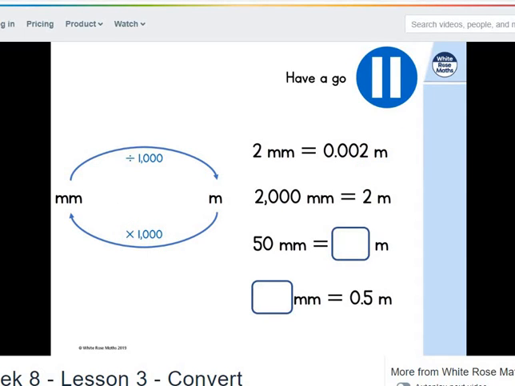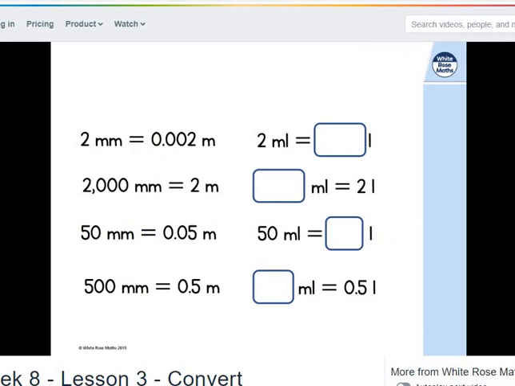The next one, 50 millimetres, so I need to divide it by 1,000, which should be 0.05. And then metres to millimetres, I would times by 1,000. So I could think about 0.5 times 1,000, or half of 1,000, as 500 millimetres. So those we just worked out from millimetres to metres. If you notice on the right now, we've got millilitres to litres. So what will stay the same? What will change?